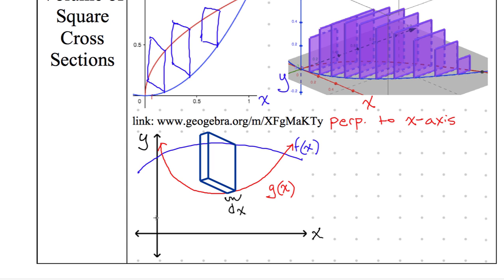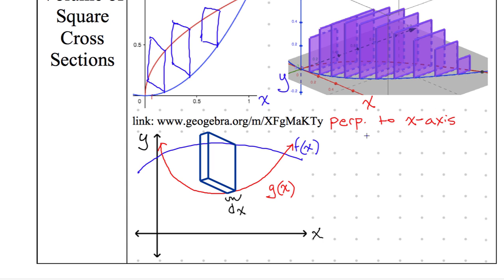Perpendicular to the y-axis. That's true, yep. So what if these squares were now perpendicular to the y-axis? Then I would be drawing my squares like this. It would be dy, right? It would be popped out, and then my thickness here would be in that direction, so it would be in the y direction. I could have a dy. Well, it can be d anything as long as whatever the line is perpendicular to has to be d to whatever letter that is.